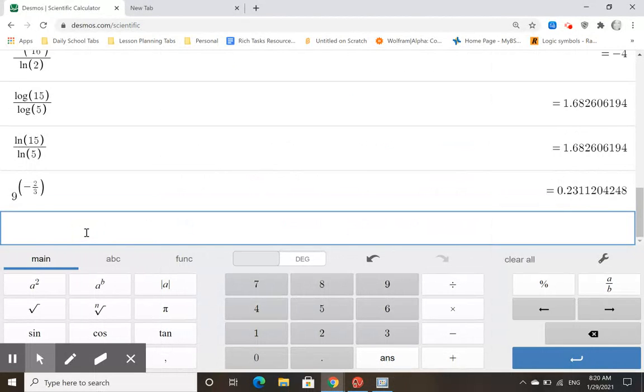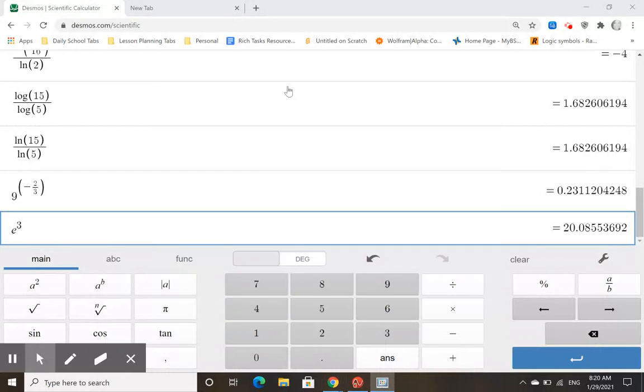So I can go back here. E to the power of 3. And again, notice the Desmos calculator recognizes that E is a number. It understands that. So I can say that x is approximately 20.09. I'll just round to 2 decimal places because I can.